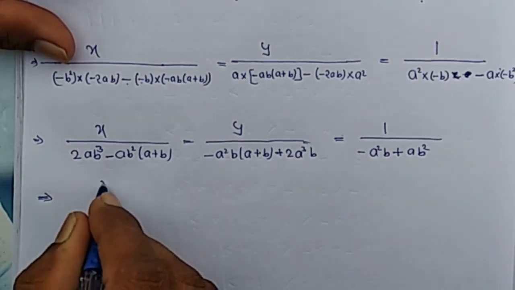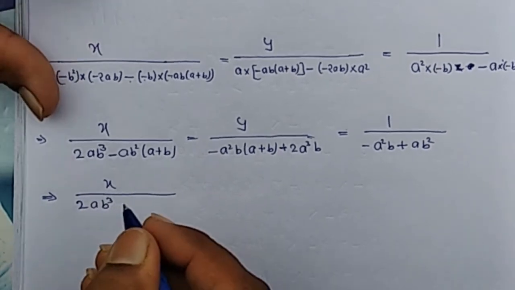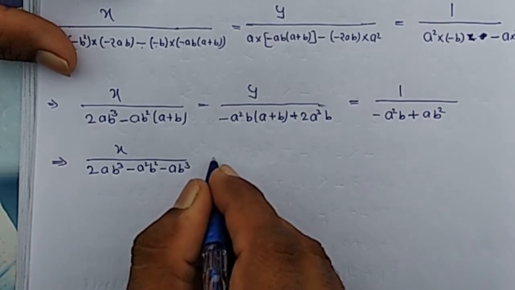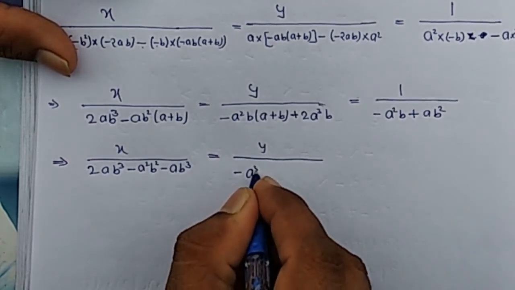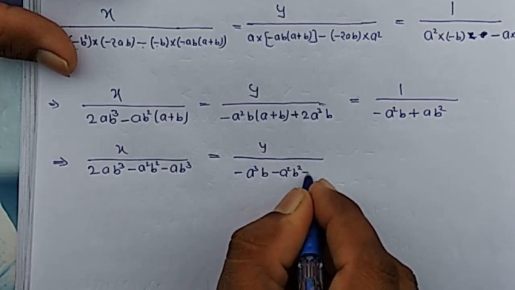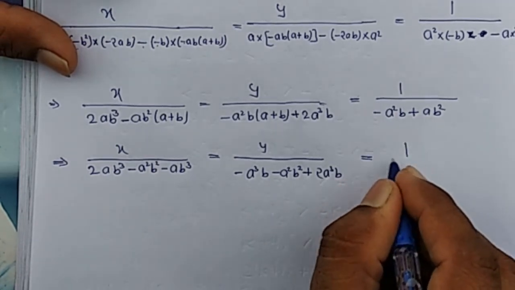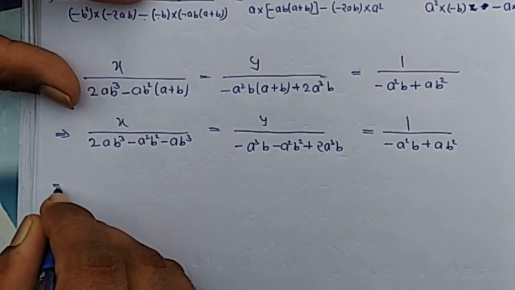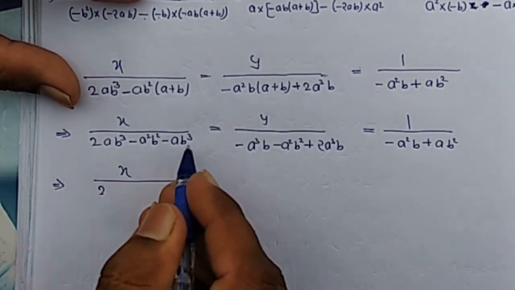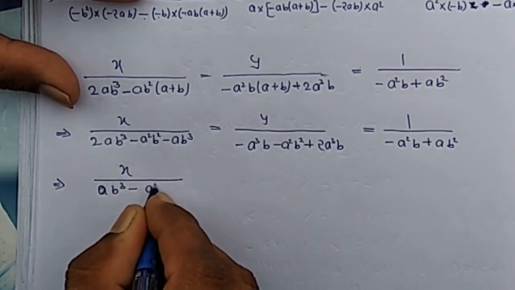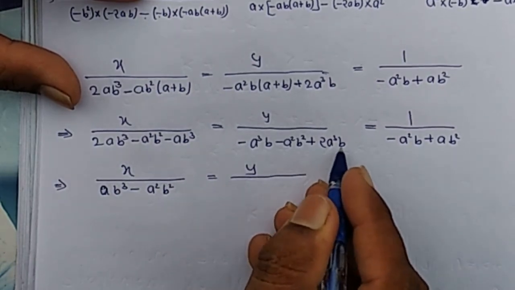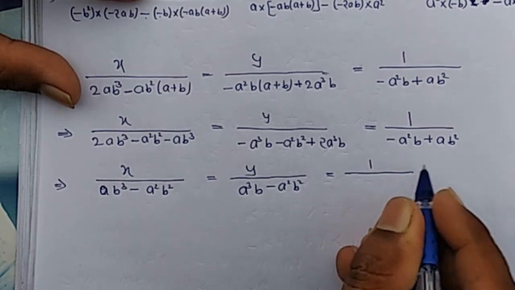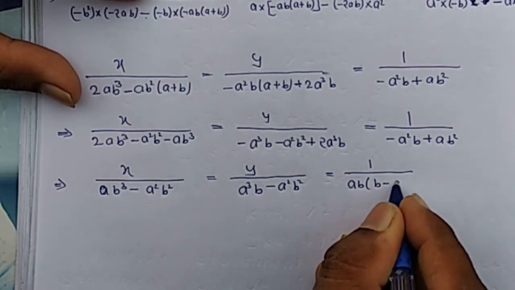Now, x by 2ab cube minus a square b square minus ab cube, y by minus a cube b minus a square b square. x by 2ab cube minus ab cube, we have ab cube minus a square b square, y by 2a cube b minus a cube b, we have a cube b minus a square b square, and 1 by, we can take ab common, have b minus a.